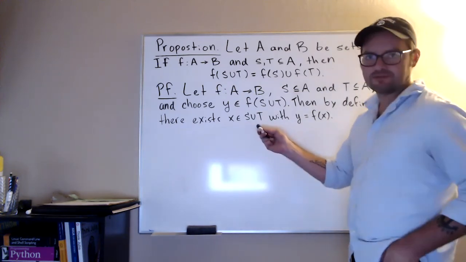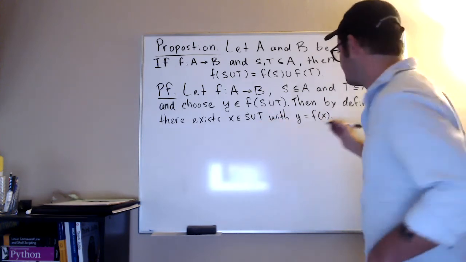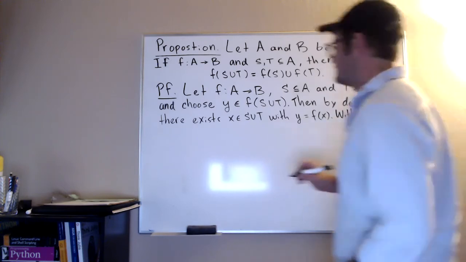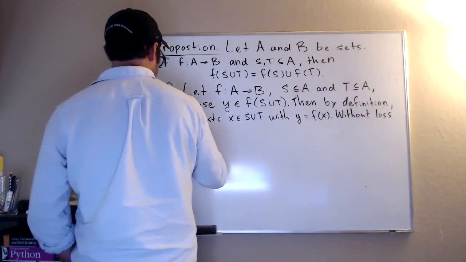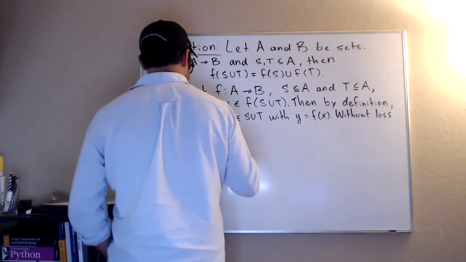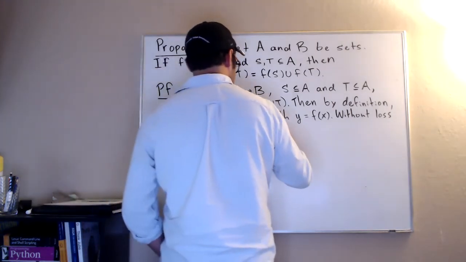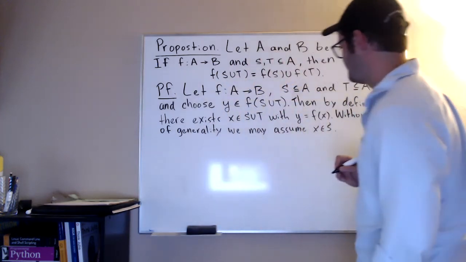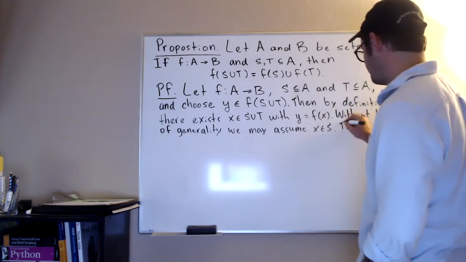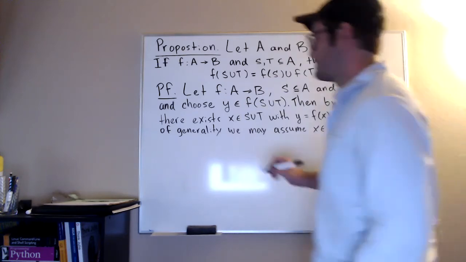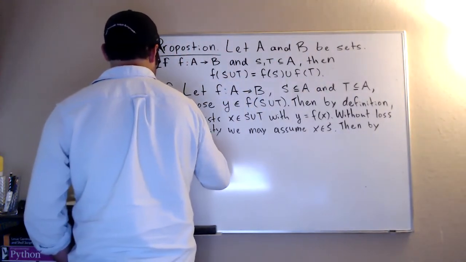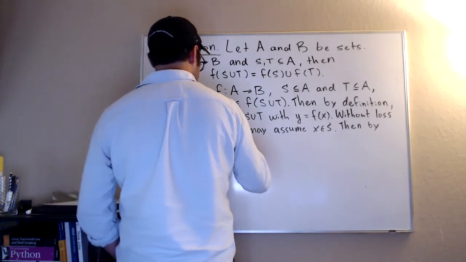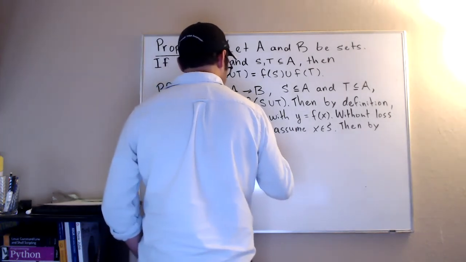So now we know that x is in this union, so without loss of generality, we know it's in one of those. Let's just pick S. So without loss of generality, we may assume x is in S. So then, by definition, y equals f of x is an element of the image of S.